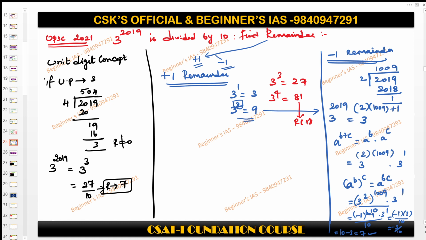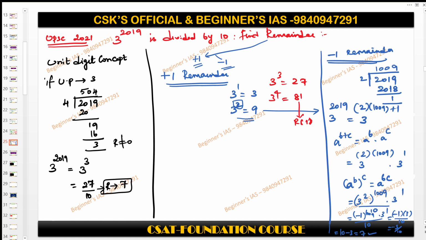What we are doing is just finding out the number that gives you plus 1 or minus 1 as the remainder. So if you know the tables, then it would be very easy. 3 power 4 gives you 81. Simple. When 81 is divided by 10, you are getting plus 1 as the remainder. So that is the logic here.